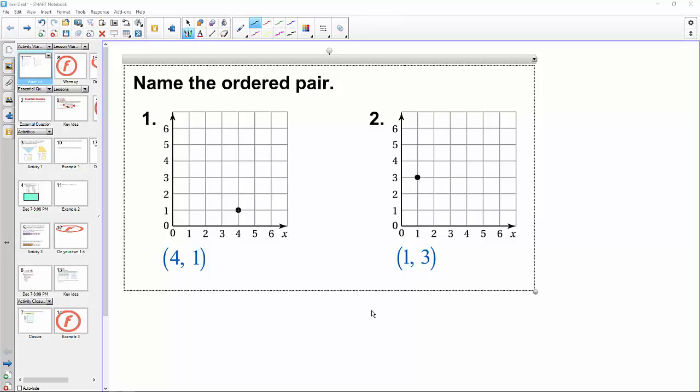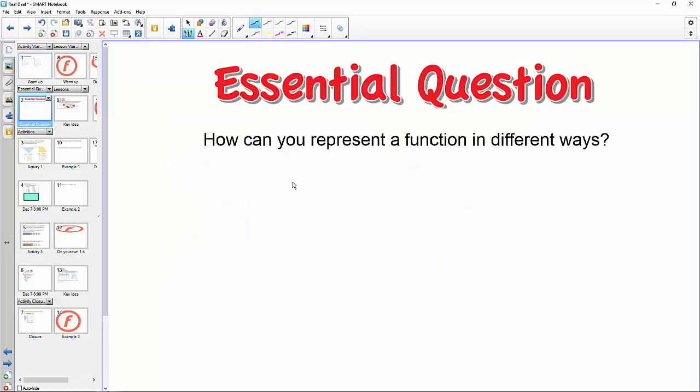All right, so this video will focus on 6.2, and the first thing you have to do is just go through and name the ordered pair. So pretty easy, 4, 1, and this one, of course, is 1, 3. We're going to try to represent a function in different ways today.